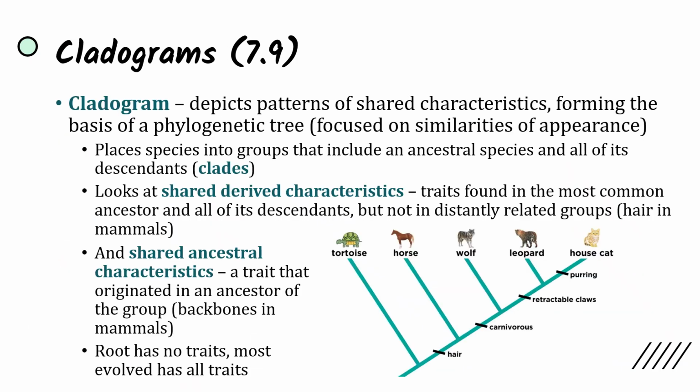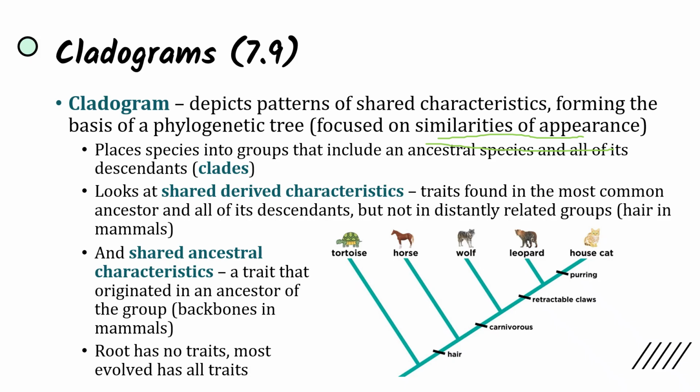Another way of showing evolutionary history is through the use of cladograms, which depict patterns of shared characteristics, forming the basis of phylogenetic trees. So now we're focusing on similarities of appearance. Which traits do these species share? And so you place species into groups that include the ancestral species and all of its descendants, and these are known as clades. And we're looking at shared derived characteristics, so traits found in the most recent common ancestor and all of its descendants, but not in distantly related groups, and shared ancestral characteristics, like a trait that originated in the ancestor of the group.